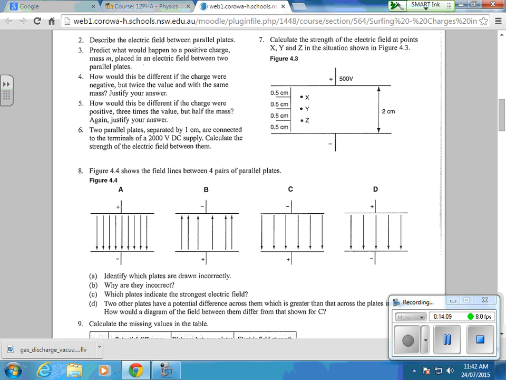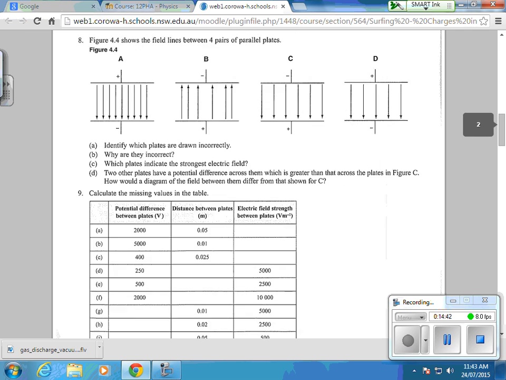In this case, for question 7, calculate the strength of the electric field at points X, Y and Z. What can you tell me about the electric field at those points, even without having to do a calculation? They're all the same. But if I was to calculate the potential at those points, which is the voltage, it would be different. They've actually had a question almost identical to that in the HSC to catch people out about whether they understand what electric fields are compared to voltages.